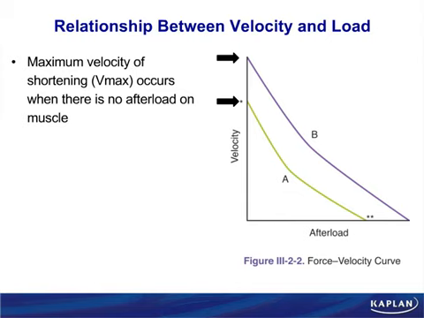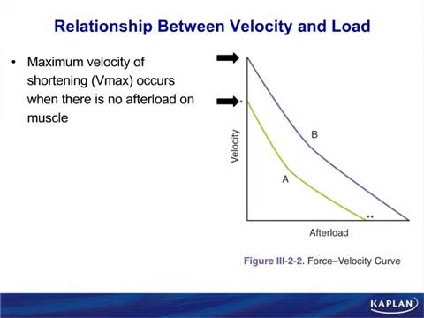All right, next big concept related to muscle. Again, striated muscle, really focusing on skeletal muscle for Step 1, is this graph, which is a relationship between velocity and load. Notice the axes, afterload on the x, velocity on the y. At the arrows is where we have the y-intercept of this graph. This is maximum velocity of shortening, or in other words, Vmax. This occurs when there is no afterload on the muscle. Now, B is generating a greater maximum velocity than A, because the y-intercept is higher for B than A.